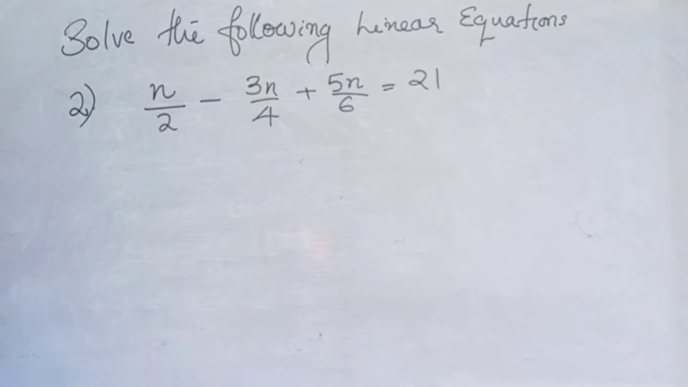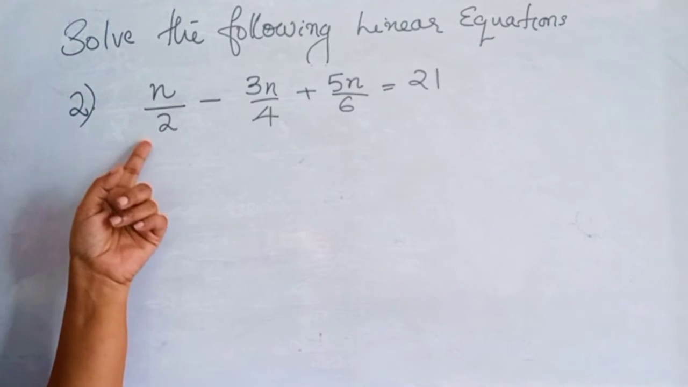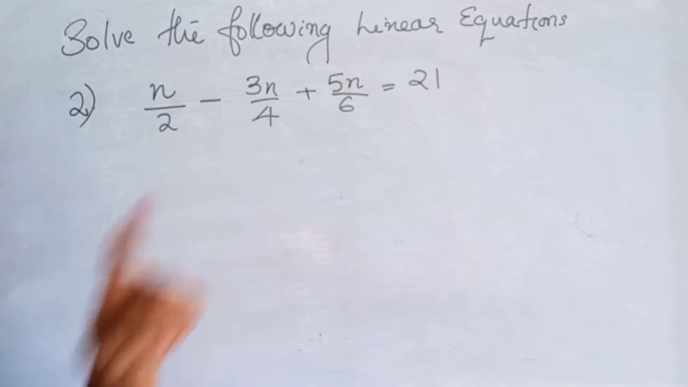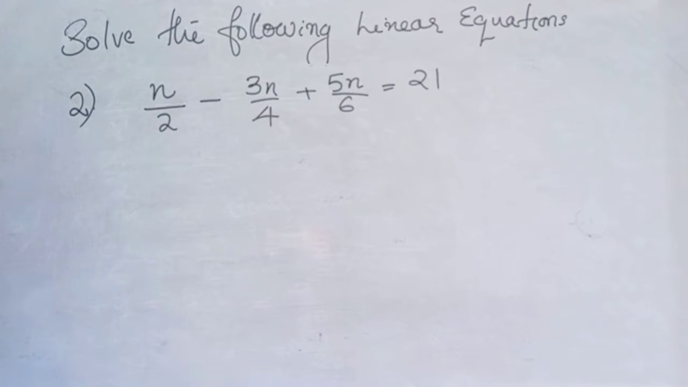Now question number 2. n by 2 minus 3n by 4 plus 5n by 6 equal to 21. How to solve this? Solving a linear equation means we need to find out the value of the variable. That is known as solving. Okay, so here the variable is n. So we need to find the value of n.